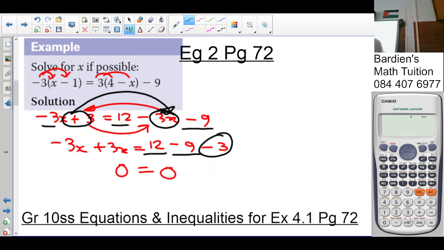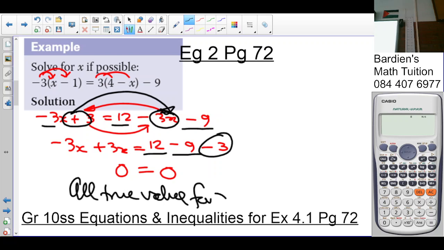Okay, so if that is the case, Zara must look here now. If that is the case, if 0 is equal to 0, we then say it's an identity. So all true values for x. All true values for x. Which means to say any x value you choose will work for this equation.